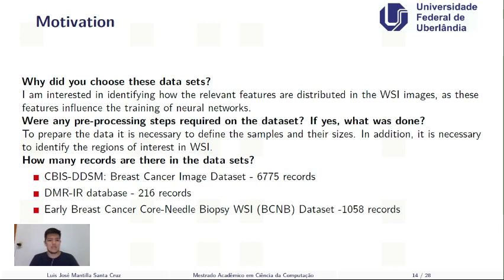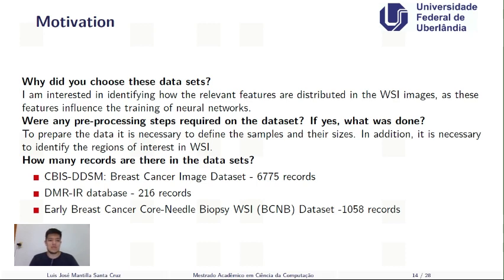Was any pre-processing step required for this dataset? Yes, it's necessary to define what a sample means to me. Basically, what is a sample for the research? It means the sizes and the bands of the image, and it's necessary to identify the region of interest in WSI images.